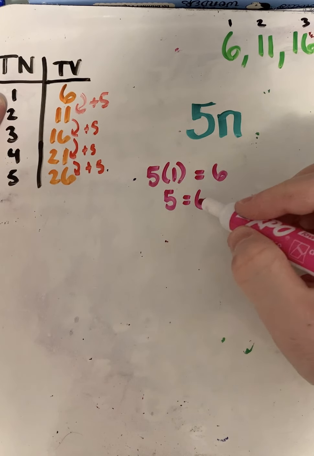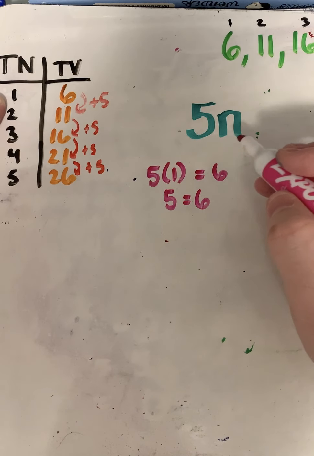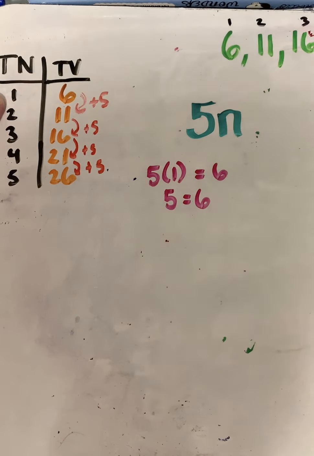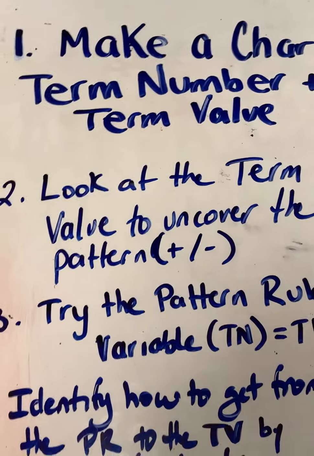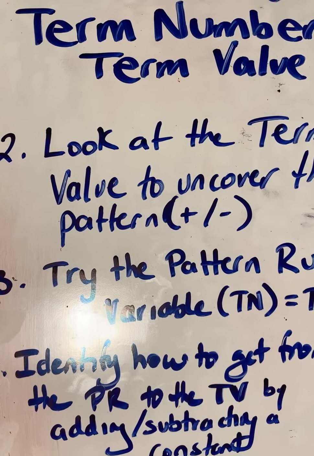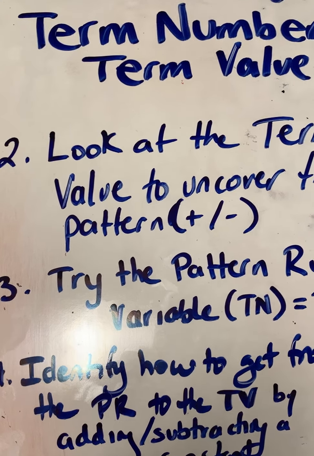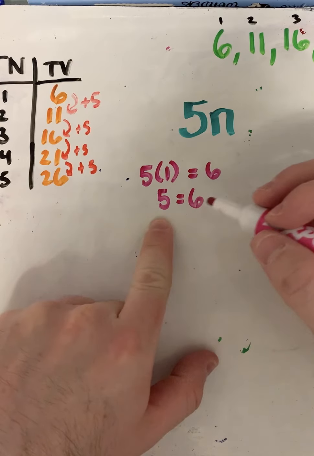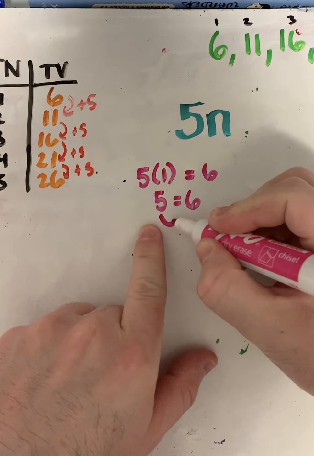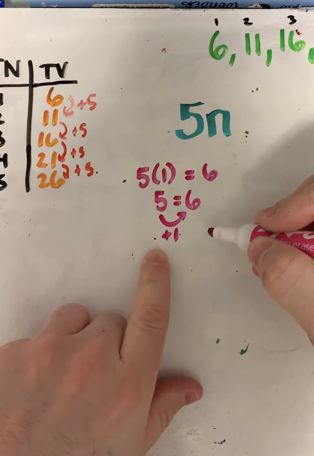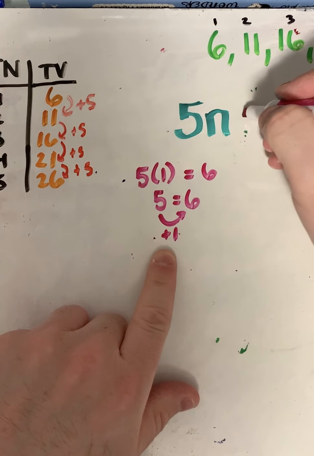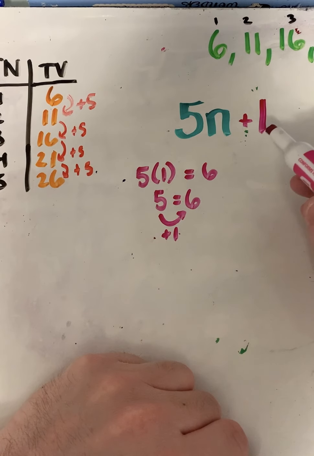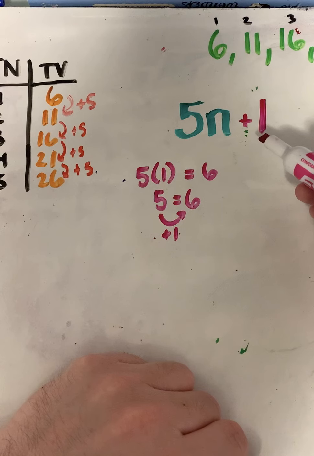Okay, so this does not work, which means this variable is missing a constant to make it a proper nth term rule. So what do I have to do? Remember step 4, which I wrote a little too close to the bottom. Step 4 says identify how to get from the pattern rule to the term value. So I'm asking, how do I get from 5 to 6? Well, I've got to add 1. If I'm adding 1 here, then I'm adding 1 into my pattern rule, because I'm missing a constant. So I'm adding the constant over here.